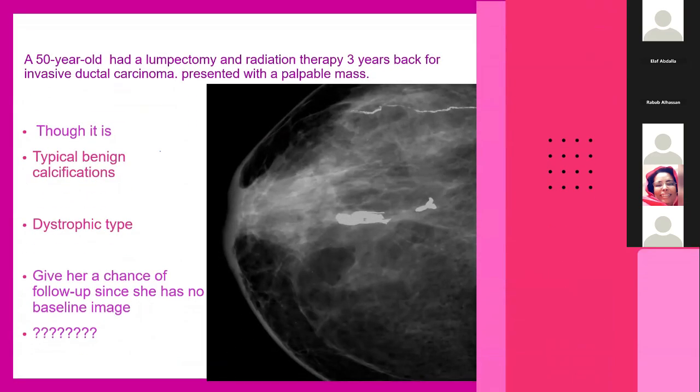This is an X-ray of a post-operative lady presented with a palpable abnormality. She is 50 years old and had a lumpectomy. At the site of lumpectomy, she had a typical dystrophic type of calcification. We have to give this patient a chance of short-term follow-up, though it is typically benign. Why? What do you think the reason is that I gave this lady a short-term follow-up? Any suggestion?